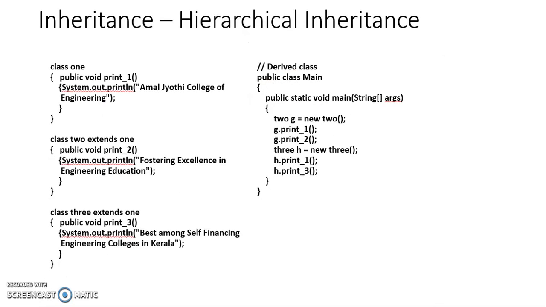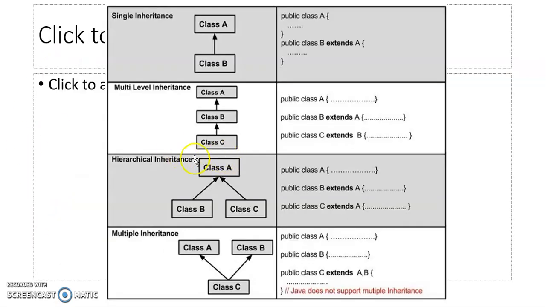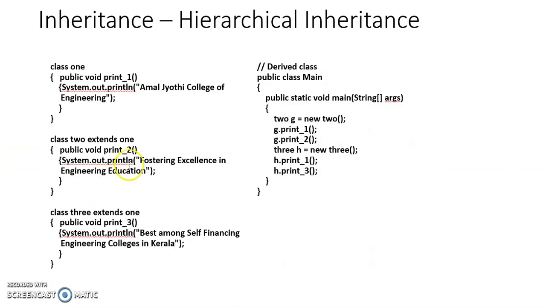And now about hierarchical inheritance. If you look at the same concept, I have class 1 over here, and I have class 2 which extends 1, and class 3 which extends 1. So basically it supports hierarchical inheritance. You have a class A, class B extending A, and class C extending A. So B and C do not have any relationship between each other. So this is class 1, 2 extends 1, and 3 extends 1. So there is no connection between 2 and 3.